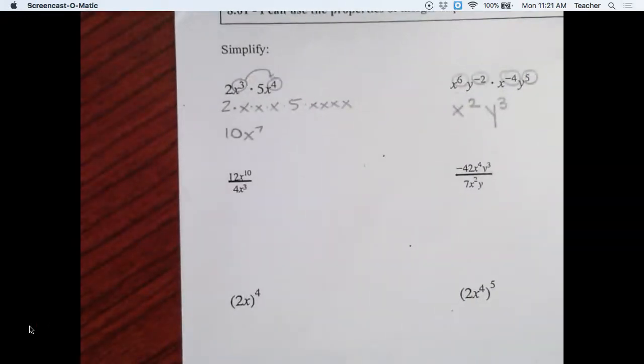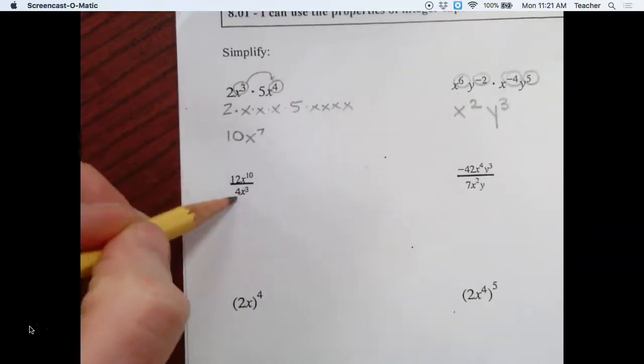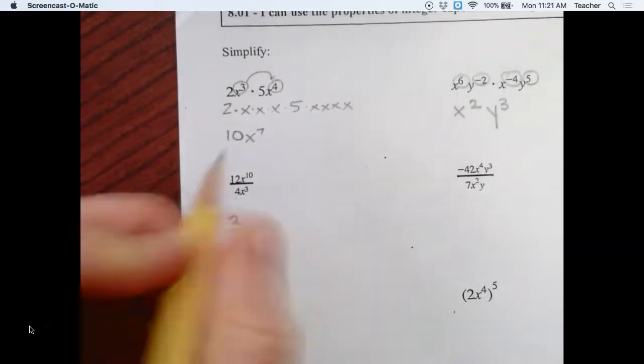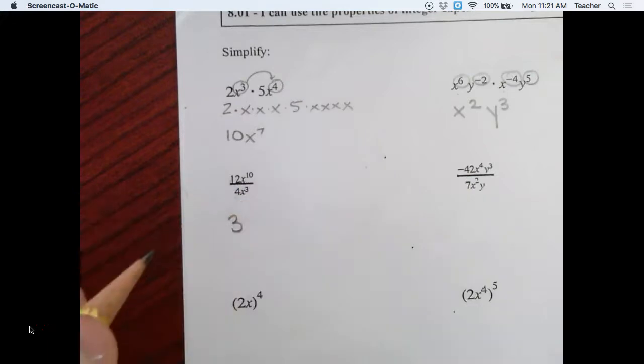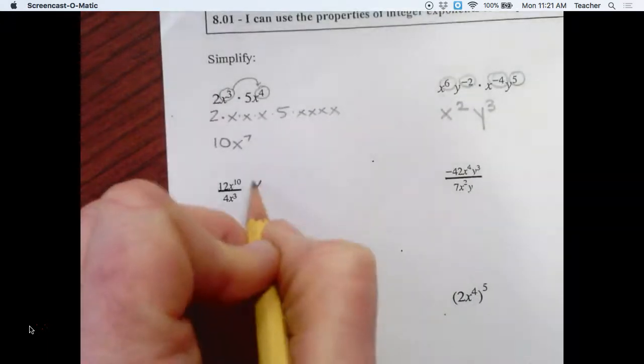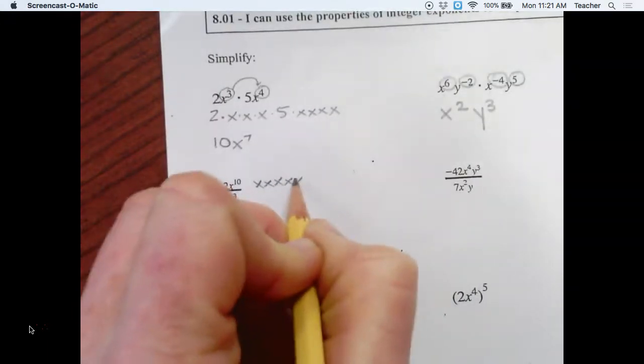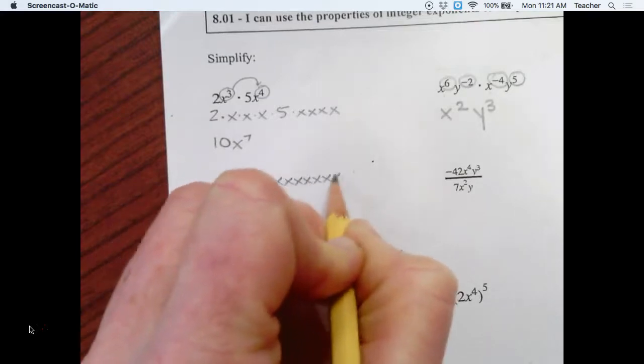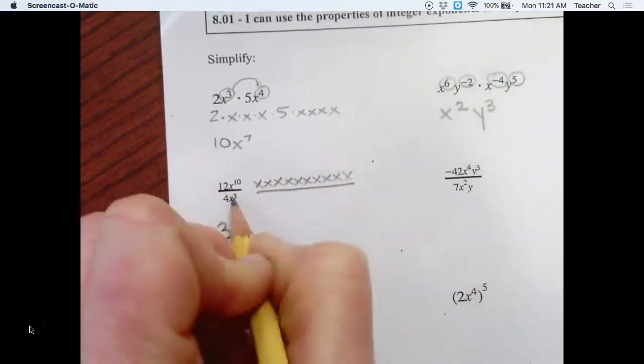Okay, now we have division. 12 divided by 4 is 3. X to the 10th, x to the 3rd. Well, if we write this all out, I have 10 of these. 5, 6, 7, 8, 9, 10. On the bottom, I have 3 x's.